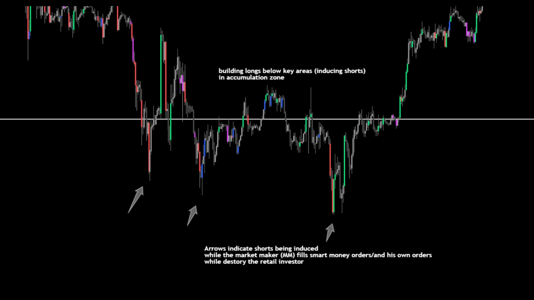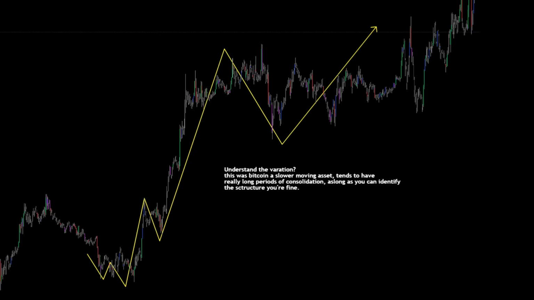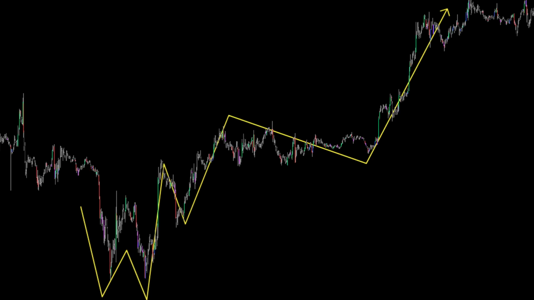The structure of each cycle is a bit like a snowflake. No two are exactly alike. How the cycle plays out depends largely on how much liquidity the market maker has managed to trap. The key is learning to spot where you are in the cycle. That's what helps you shape your trading bias.